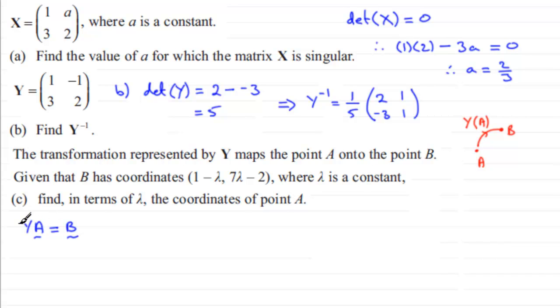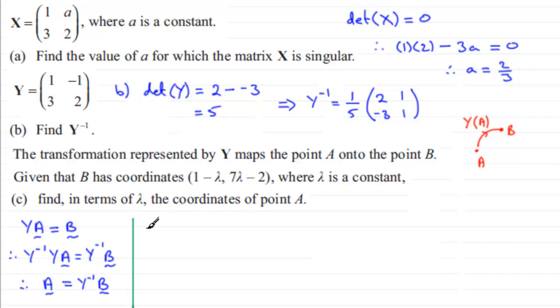Now to get A, we've got to remove the Y. The way we do this in matrices is to pre-multiply both sides by the inverse of Y. So we've got the inverse of Y multiplied by A equals the inverse of Y multiplied by B. Now the inverse of a matrix multiplied by the matrix gives us the identity matrix, and the identity multiplied by A just leaves us with A. On the other side we've just got the inverse of Y multiplied by B. So we just have to apply that matrix multiplication now to get A.